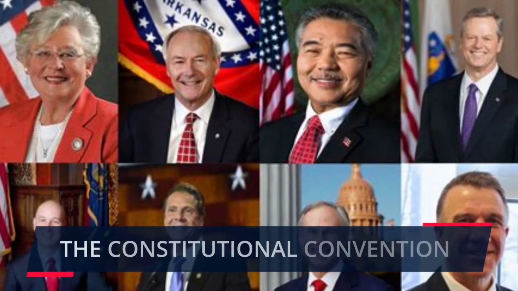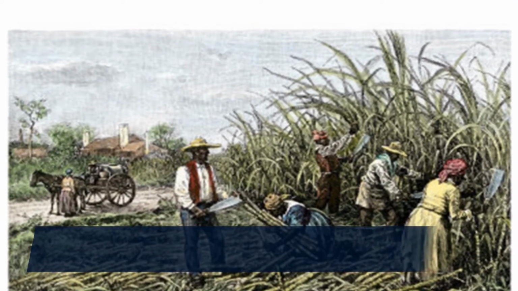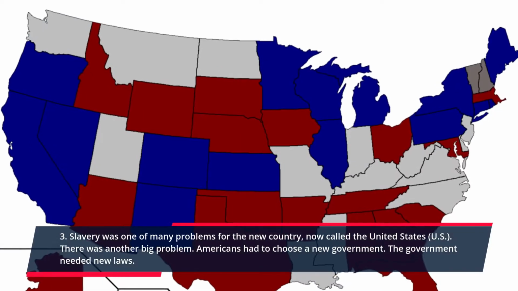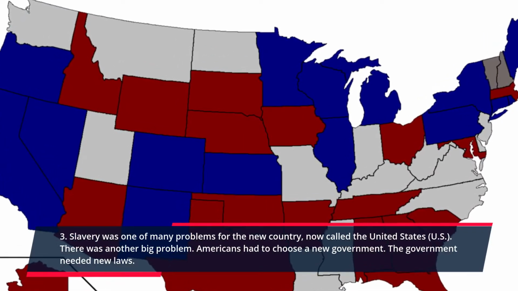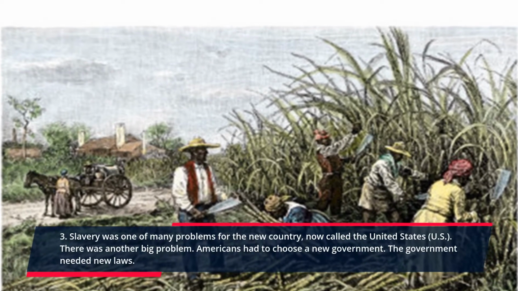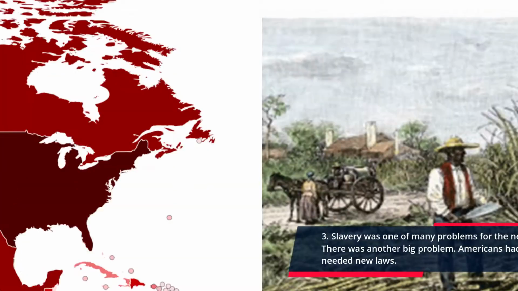The Constitutional Convention. 3. Slavery was one of many problems for the new country, now called the United States, U.S. There was another big problem. Americans had to choose a new government. The government needed new laws.